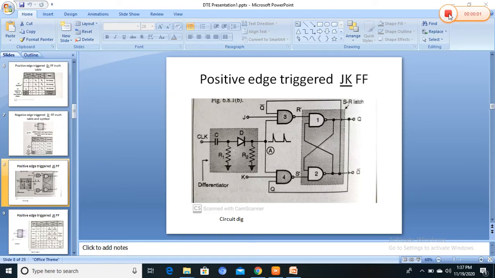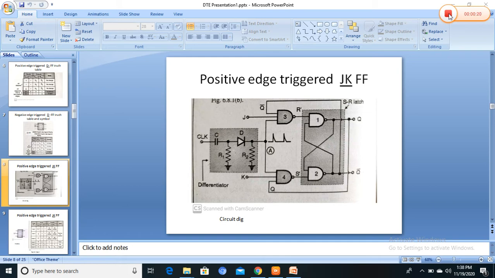Hello students, we study the next flip-flop, that is a JK flip-flop, the positive edge triggered JK flip-flop. This is the circuit diagram of the positive edge triggered JK flip-flop. In this circuit diagram, there is one circuit connected to the clock. Before the clock, there is a differentiator.